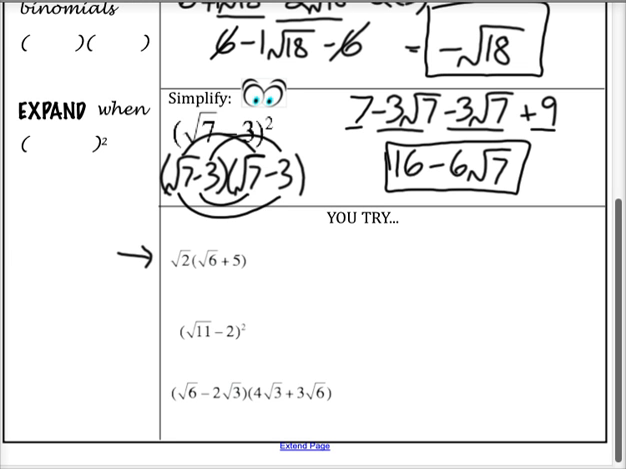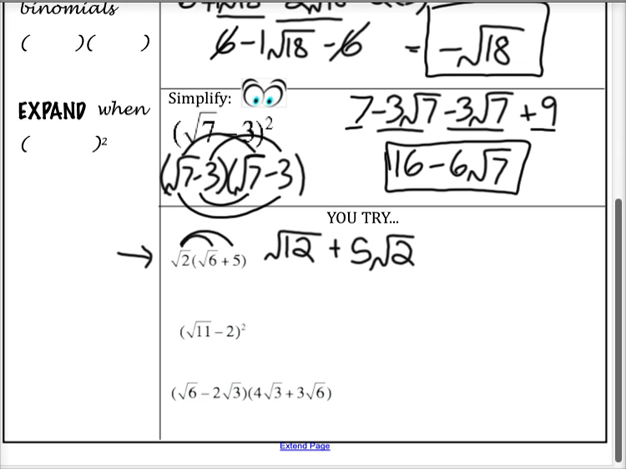So this first example here, notice I have a single thing outside of a parenthesis. So that means all I have to do is distribute it in. Square root of 2 times the square root of 6. Well, both of those are inside the square root, so they can multiply to the square root of 12. Square root of 2 times 5. The 5 is on the outside, the 2 is on the inside, so they have to stay separate.